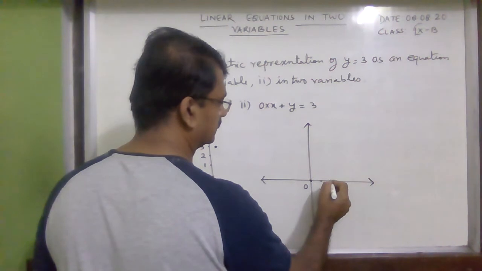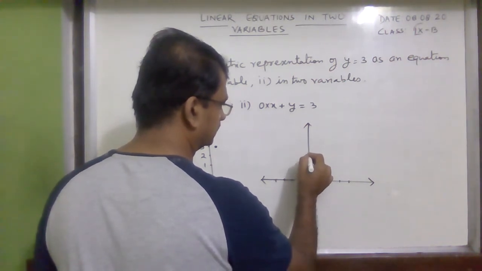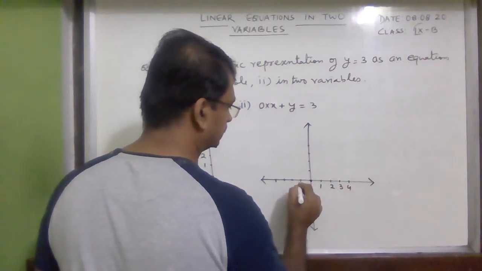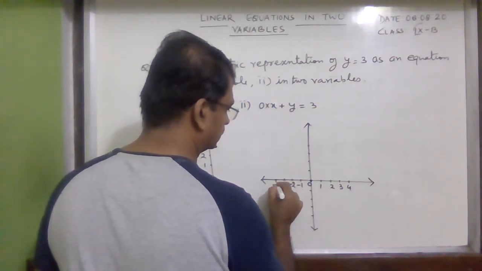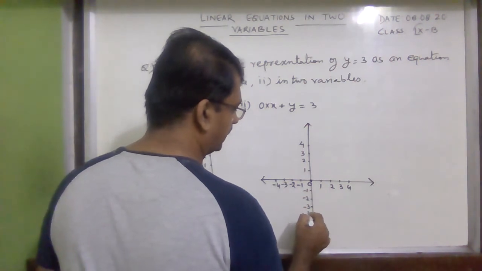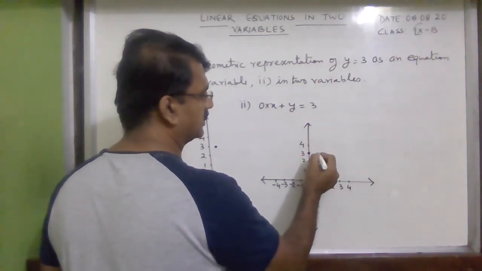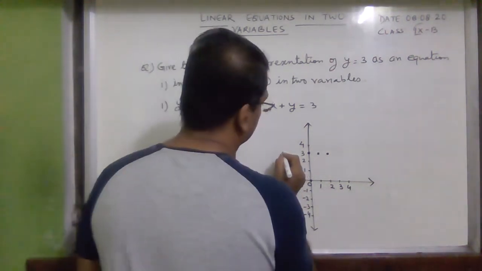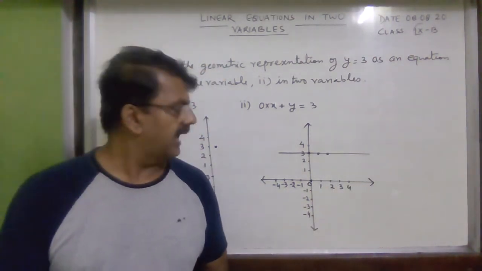So this is the origin. Now you see, when x is 0, y is 3. When x is 1, y is 3. When x is 2, y is 3, and so on. So if you join them, you will get a line, and you can see this line is parallel to x-axis, and its distance from the origin is 3.